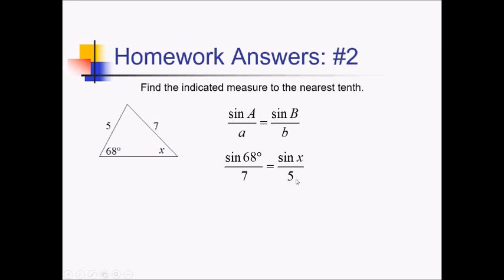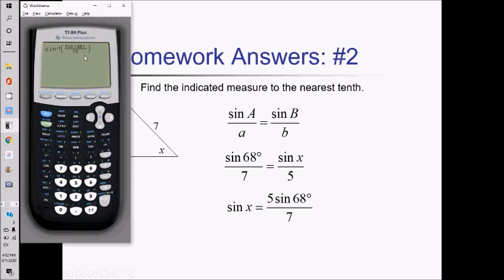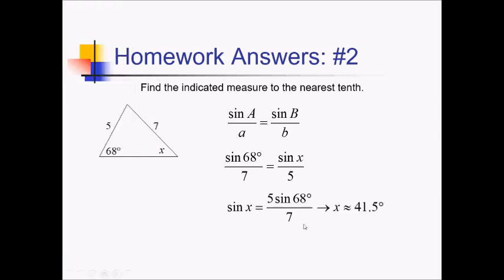So now we're going to get sine of x by itself. That's going to be 5 multiplied to the other side to do that. So we've got 5 times the sine of 68 over 7. And now to actually get x, I have to do sine inverse of this craziness. Let me do that on the calculator. So on the calculator, I did second sine to get sine inverse, alpha y equals to get fancy fraction. Put all that in, press enter, we get 41.5 if I round that off. So that's one possible correct answer.